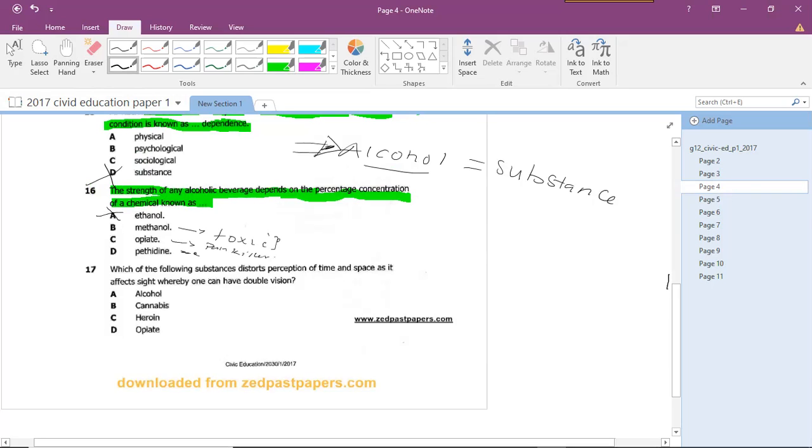Pethidine, I think it's also a painkiller of some form. But alcohol is synonymous with the consumption of methanol. Okay, yeah, it's ethanol. Oh yeah, pethidine is actually a painkiller. So this is also a painkiller.